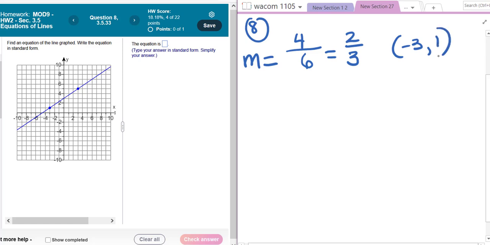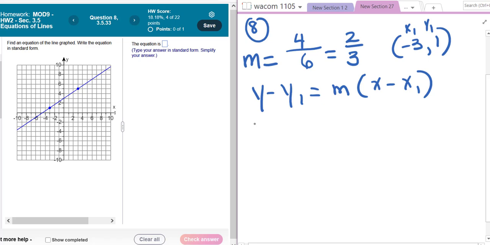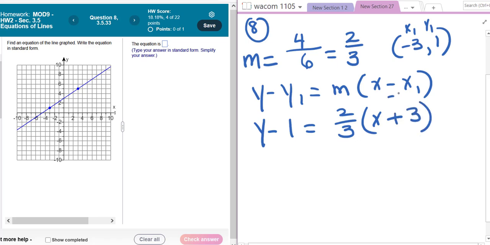And now we have the information to get the line. So we use that point slope form. That's where you always go to start to write your line. y minus y1 equals m times x minus x1. Plug in. So this will be x1, y1. So we have y minus 1 equals 2/3 times x minus, but it's minus a negative, so it's going to make plus 3.